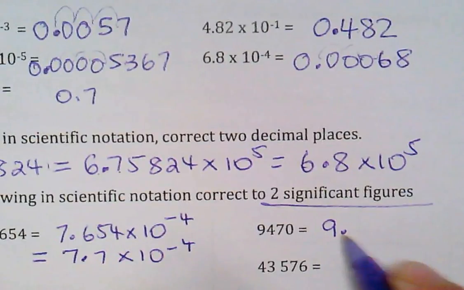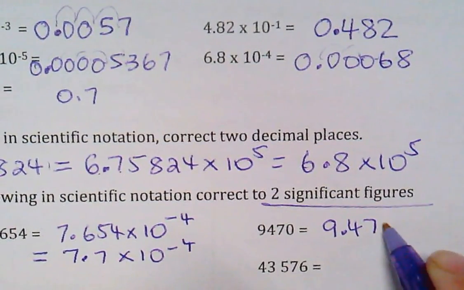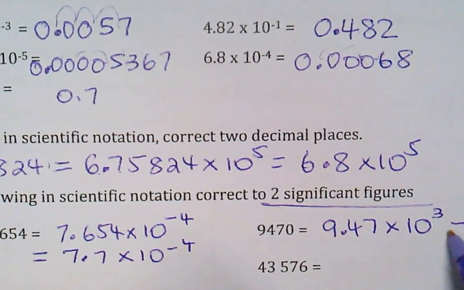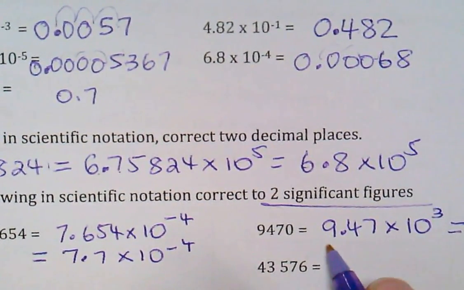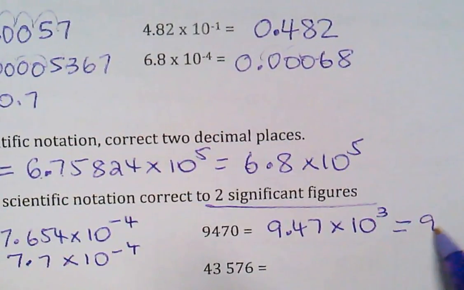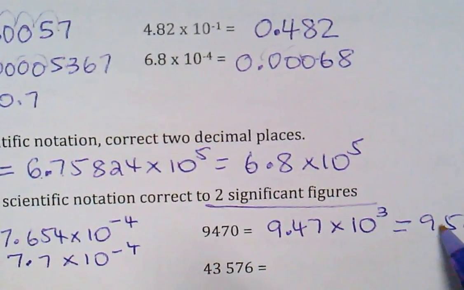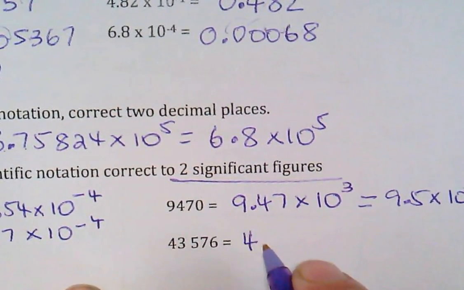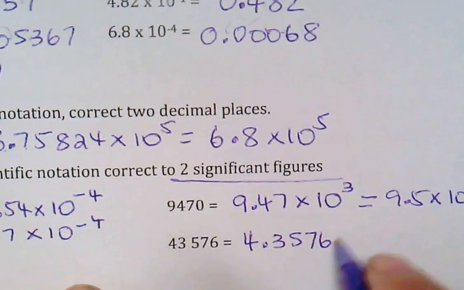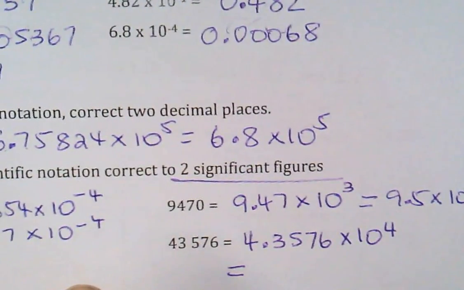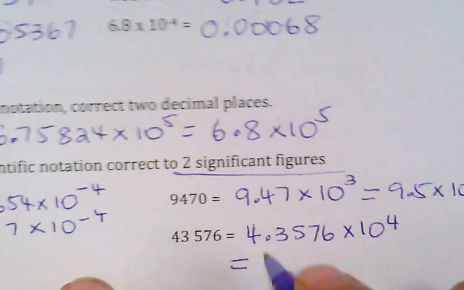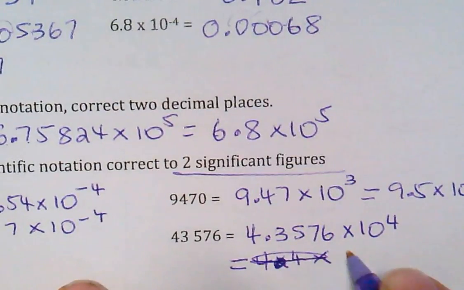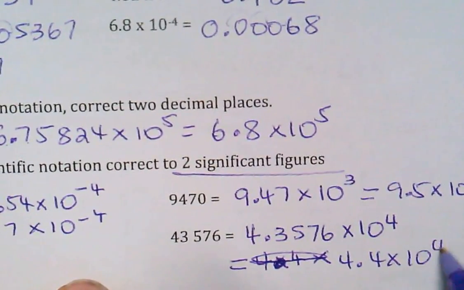Next. This one. Write it in scientific notation first. 9.47 whatever times 10 to the... All right, that is too many figures. What's it going to be? 9 point... Great. Girls, this one down here, I write this in scientific notation. 4.3576 times 10 to the 4. I only want 2 figures. Very good. Sorry, that's a point. 4.4 times 10 to the 4.